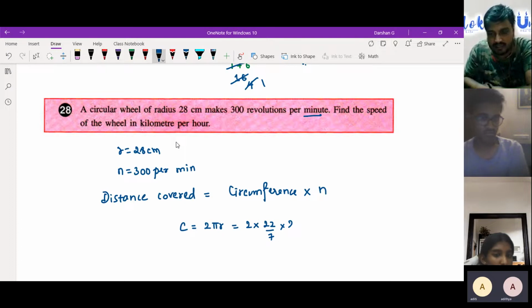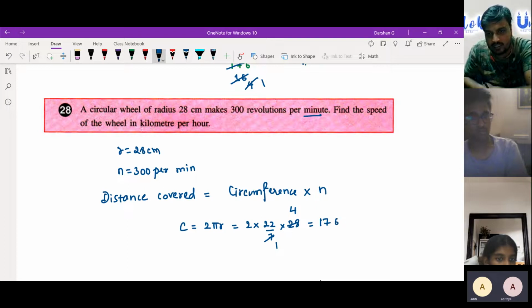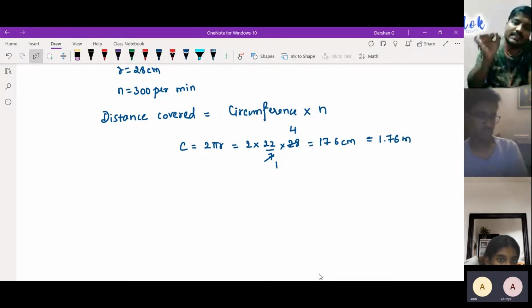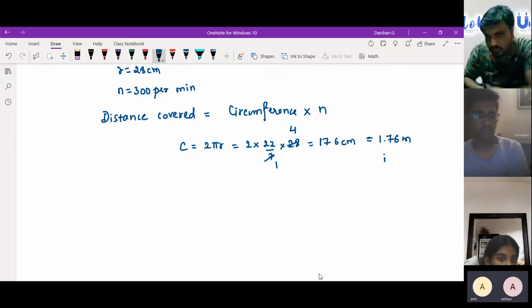R is 28. When they give this, you have to understand. So 7 fours are 28, and that gives 44 into 4. I think you had got it the last time: 176 centimeters. If I write it in meters, it is 1.76 meters. So it is covering 1.76 meters in one revolution.